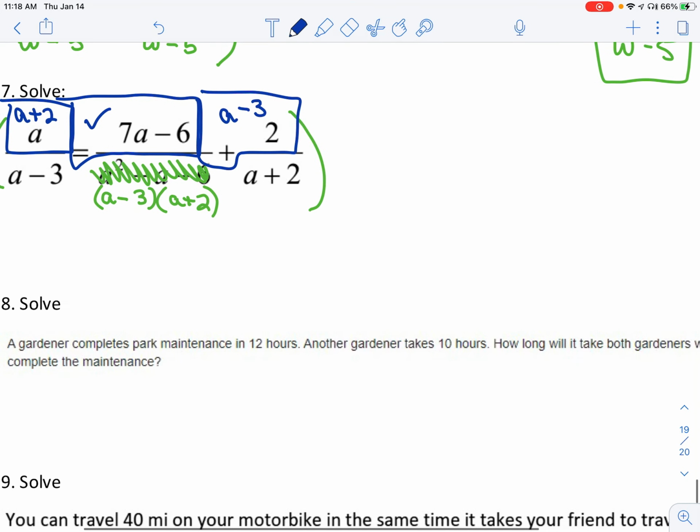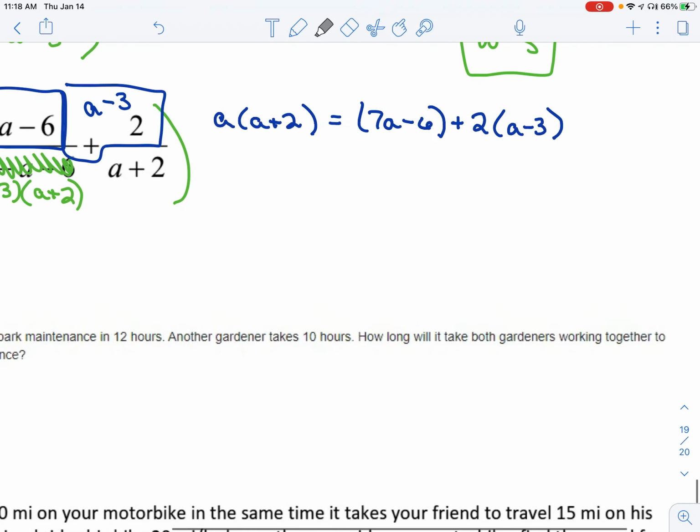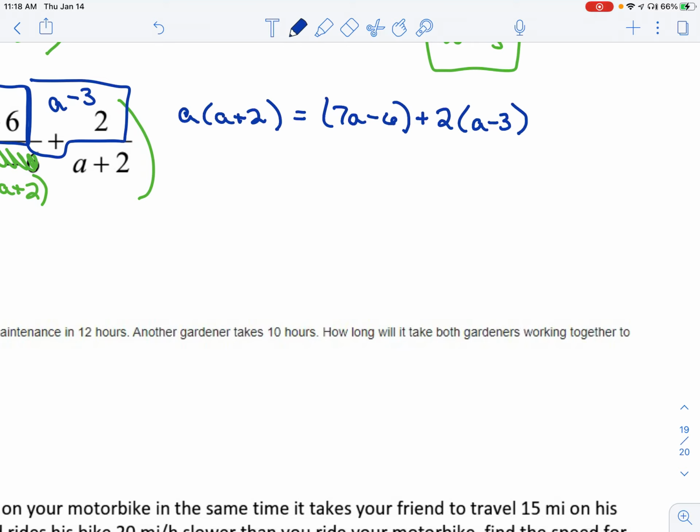There we go. So my first bubble is a times a plus 2. There's my first bubble. Then there's an equal sign. Then there's 7a minus 6 with nothing. It got a check mark. Then there's a plus sign. Then there's a 2. Then there's an a minus 3. Because this was an equation and not an expression, I do not need the common denominator. Whoop, whoop, that's so exciting. So now it's time to distribute a squared plus 2a.